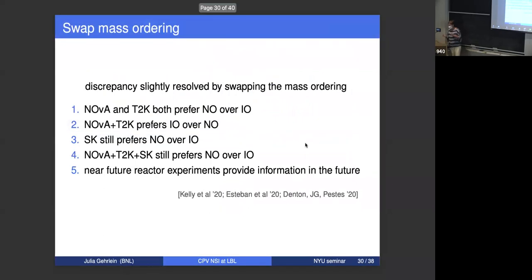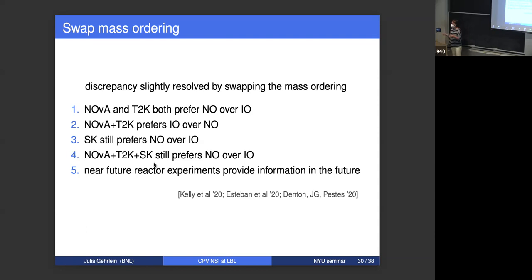So what does this mean? This means that this discrepancy between these two measurements can be slightly resolved if you swap the mass ordering. NOVA and T2K individually prefer normal ordering over inverted ordering. However, the combination of these two experiments prefers inverted ordering. Since another experiment, Super-Kamiokande, which is also sensitive to the mass ordering, still prefers normal ordering, the combination of these three experiments again prefers normal ordering. And then finally, in the near future, reactor experiments, including JUNO, will provide information on the mass ordering.